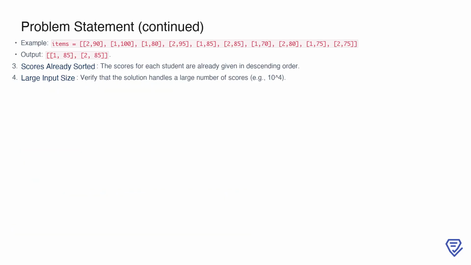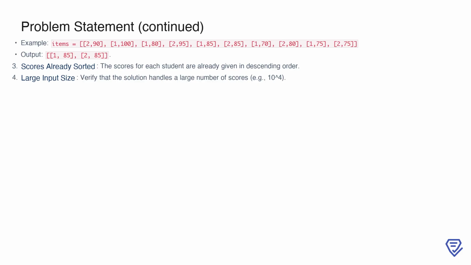If the input is items equals [[2,90],[1,100],[1,80],[2,95],[1,85],[2,85],[1,70],[2,80],[1,75],[2,75]], we need to calculate the top 5 averages for students 1 and 2. For student 1, their scores are 100, 80, 85, 70, 75, and the average of their top 5 scores is 100 plus 85 plus 80 plus 75 plus 70, //5, which equals 85.